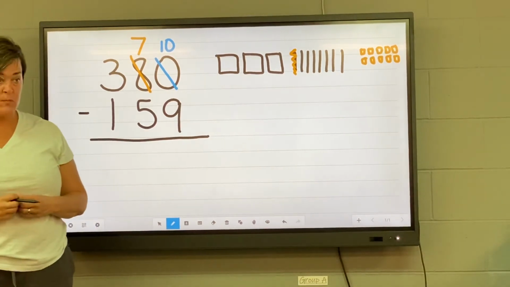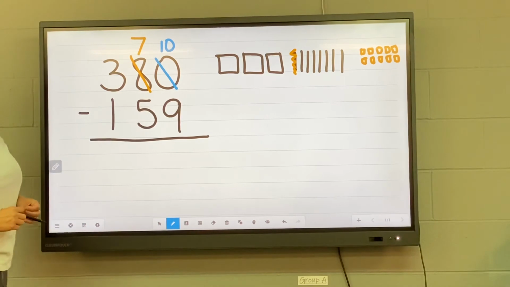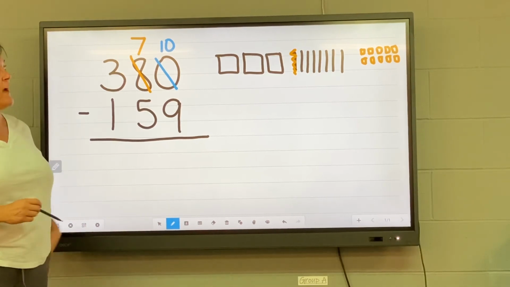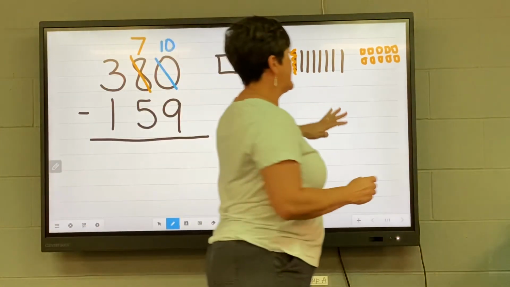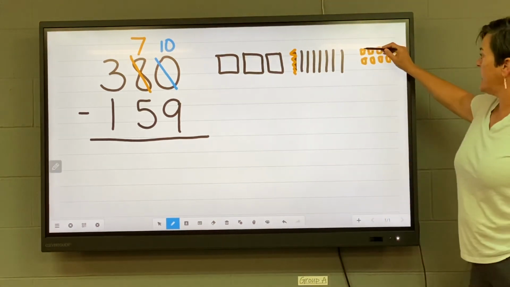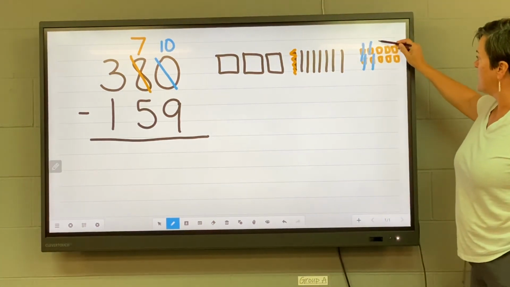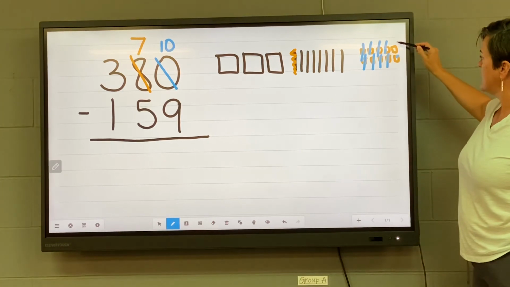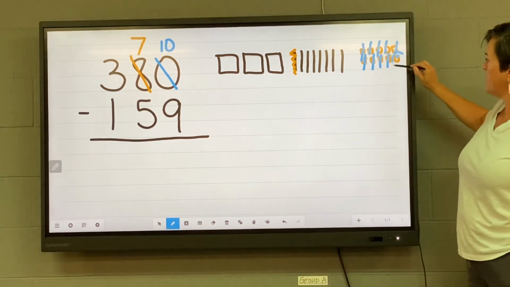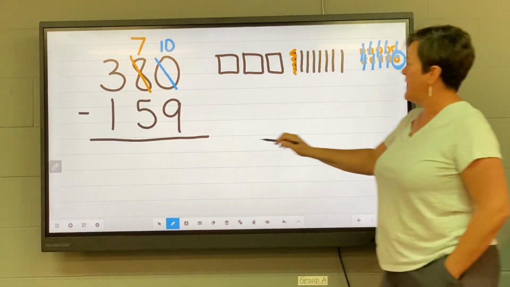Now can I do my subtracting? Yes. Okay. If I have 10 ones and I take 9 of them away, 1, 2, 3, 4, 5, 6, 7, 8, 9. Whoops, I didn't mean to mark that one. How many do I have left? 1. I have 1 left.